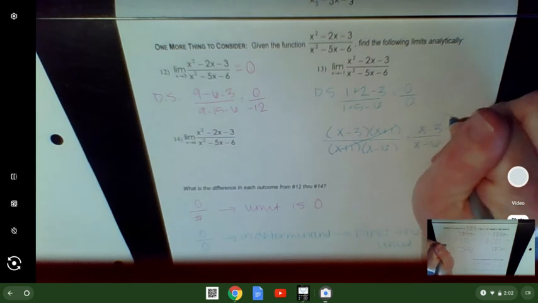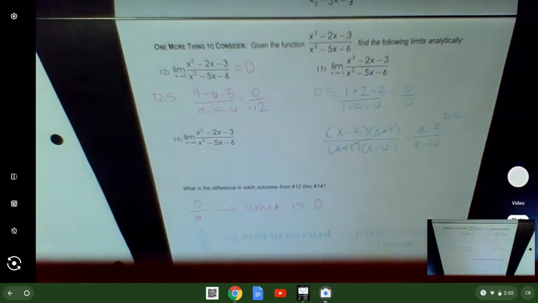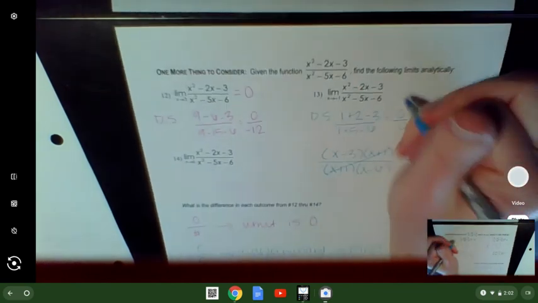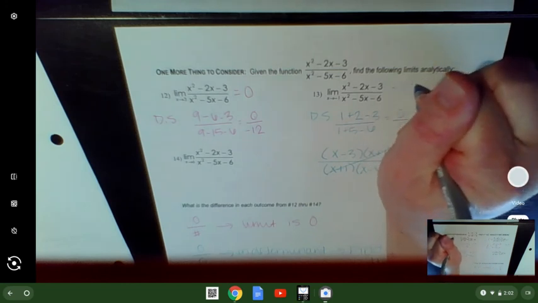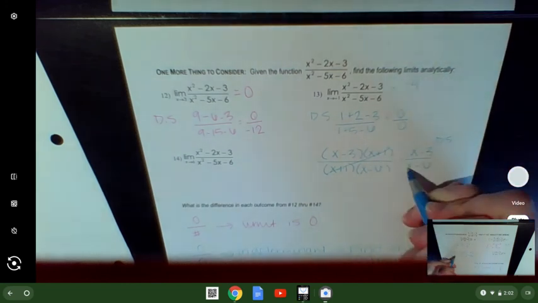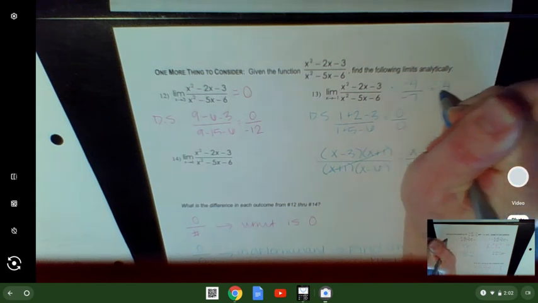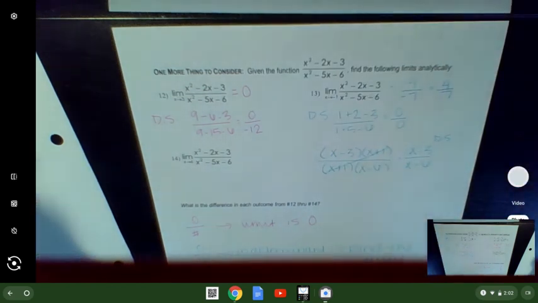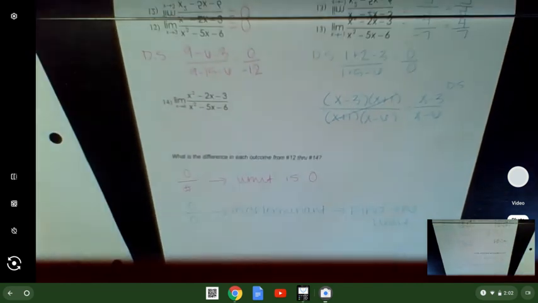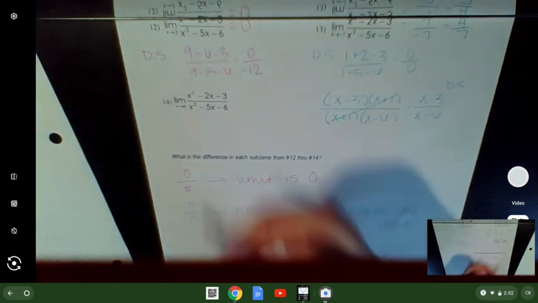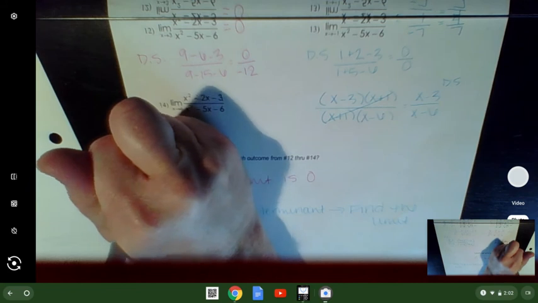I'm going to try that direct substitution of negative 1 again. Negative 1 minus 3 is negative 4. And negative 1 minus 6 is negative 7. So our limit as we approach negative 1 happens to be 4/7. Last one, we want the limit of this same function as we approach 6.